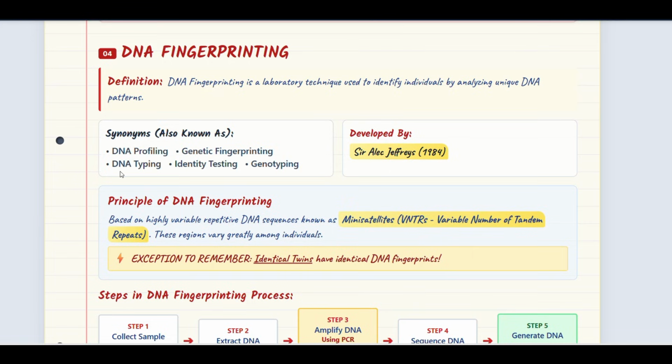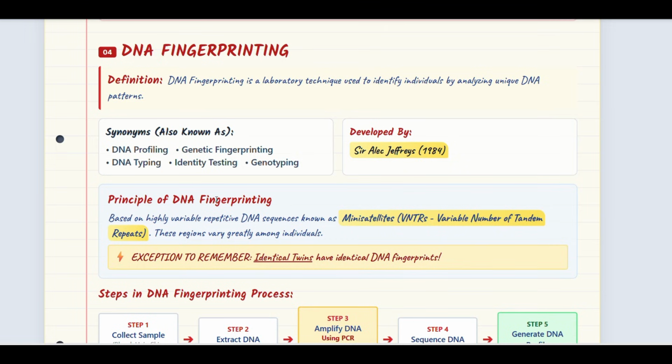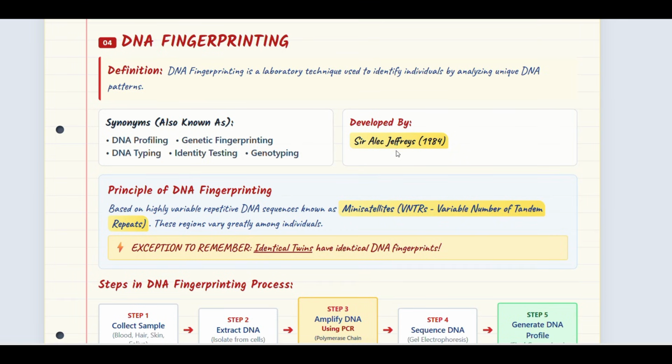Here are some synonyms related to DNA fingerprinting: DNA profiling, DNA typing, identity testing, genotyping, genetic fingerprinting. It was developed by Sir Alec Jeffreys in 1984.